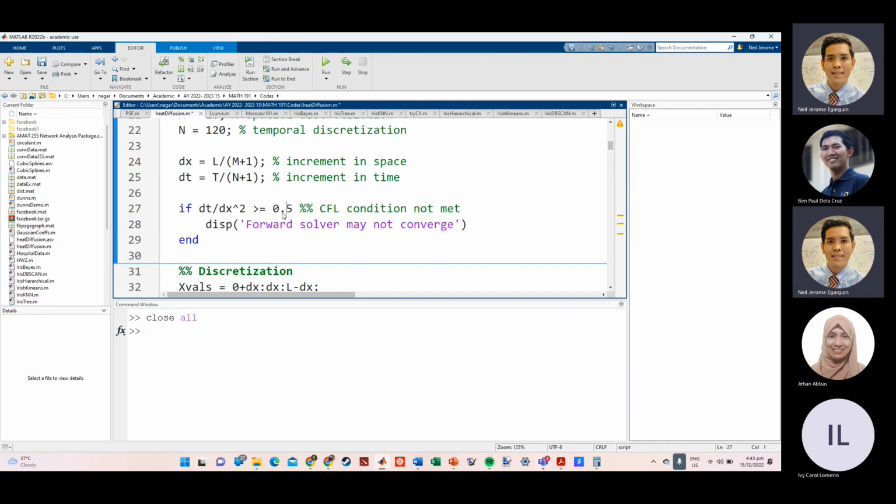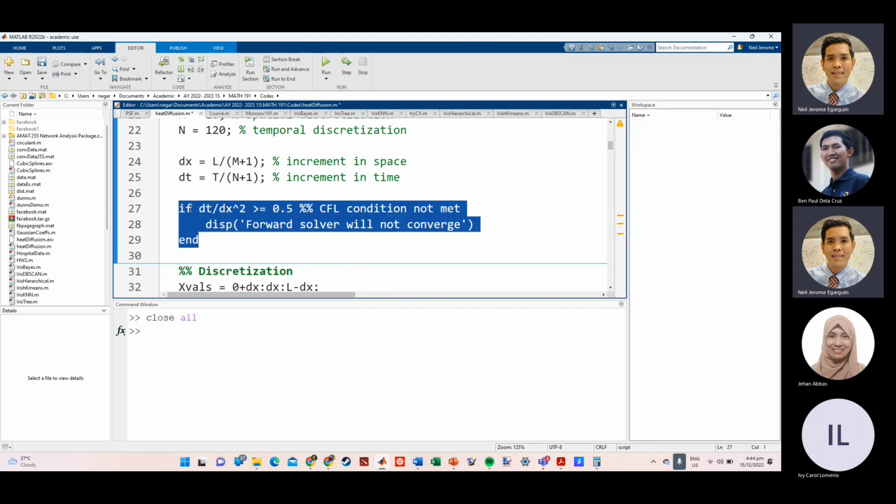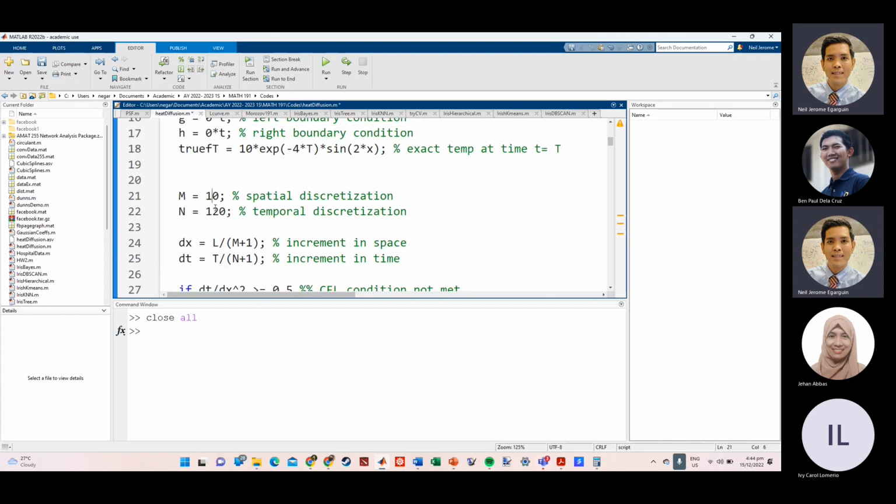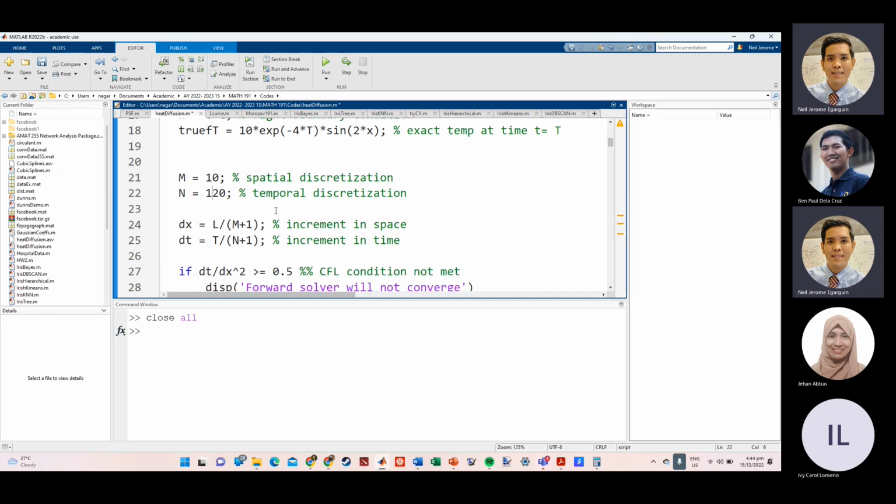Kapag lumampas sa 0.5 yung delta t over delta x squared, then the forward solver will not converge. Kasi necessary condition nga pala yung CFL natin. All right? So pag binigyan ko kayo ng ibang equation, mababago rin itong CFL condition nyo dito. So para may pan-check lang, tama ba yung sinelect ko na capital M at capital N? Because otherwise, you need to adjust capital M and capital N.